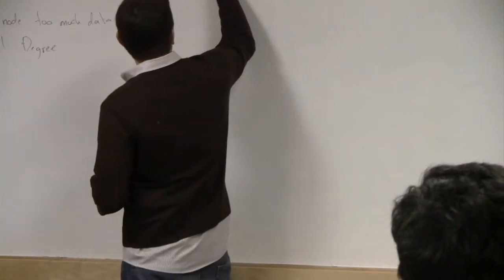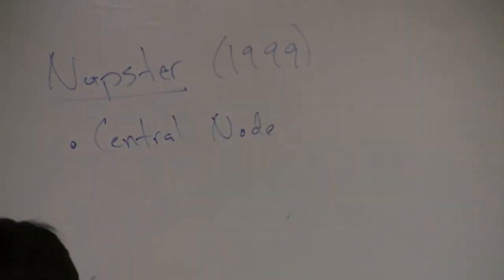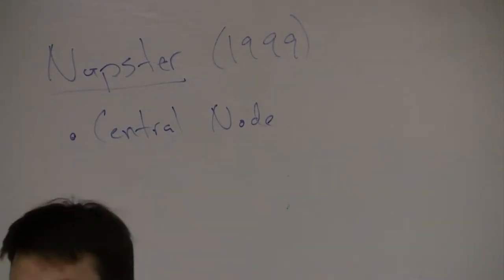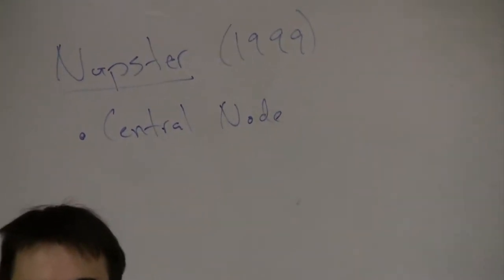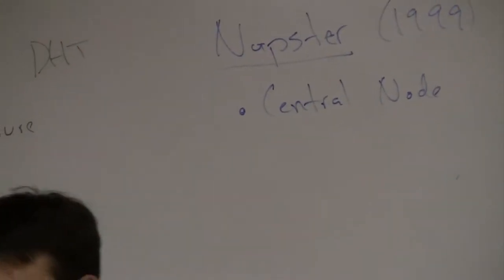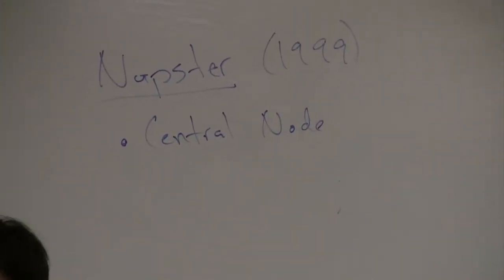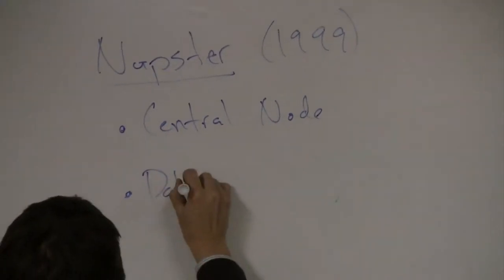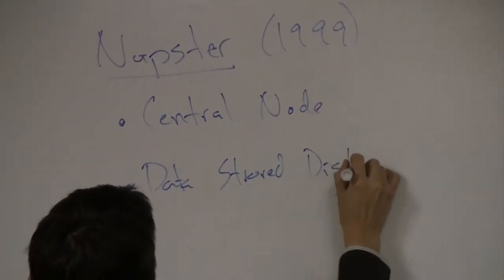And so basically, the architecture had a central node, and this node managed to keep track of all the other nodes that were up. This was one limiting factor in how large this could get, but there's one central node which kept track of everyone else who was on this network. And then the data was stored distributedly.